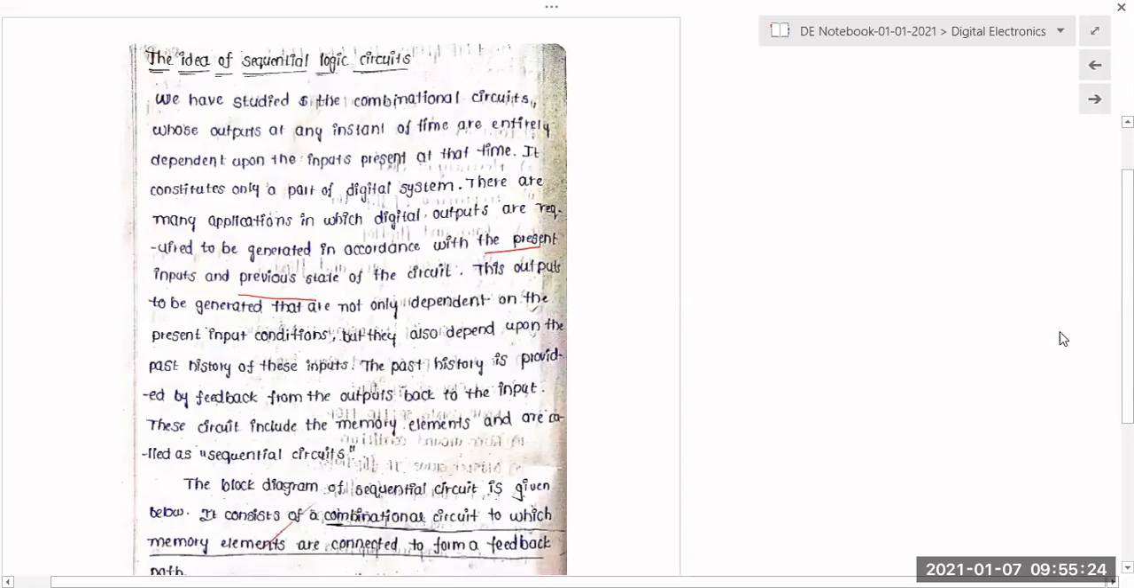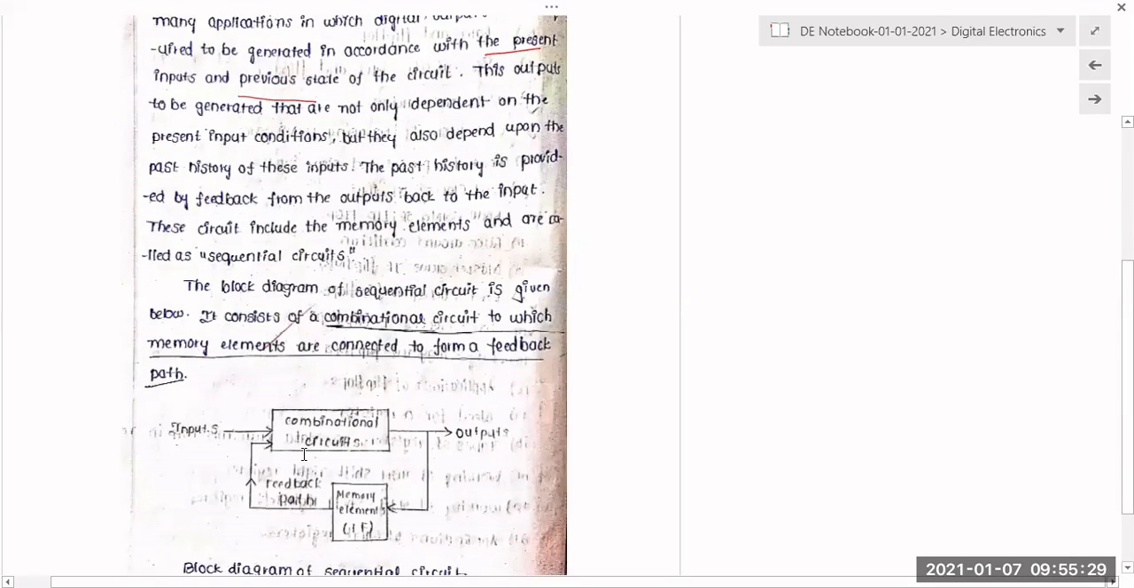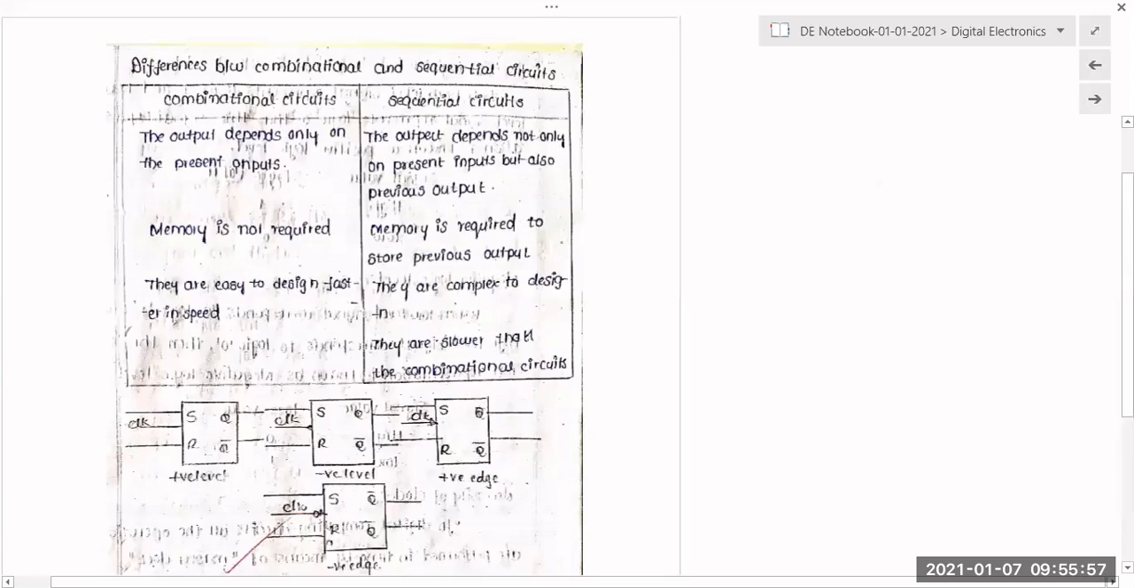Okay, so what is the sequential logic circuit? If you see over here, this is a combinational logic circuit. For this combinational logic circuit, we are giving the inputs and we are generating the outputs, and some of the previous outputs will be stored in the memory element. So this memory element is nothing but a flip-flop. Using the feedback mechanism, I am sending this previous output as an input to the combinational circuit. So this is a sequential logic circuit.